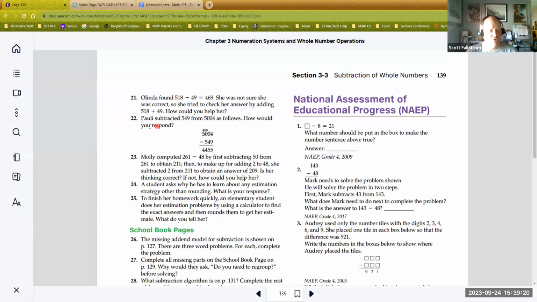I also assigned question 22. I love this problem. Polly subtracted 549 from 5004 as follows. How would you respond? So again, crossed off the 500, wrote 499. Is that okay? Should they not be crossing off 500? Should they be writing a 9 here, a 9 here, and a 4 there, 3 separate numbers? Or is it okay to write 499? Was there a mistake that was made? If so, where was the issue? Did the student check their work? Are they on the right track? All of these things are questions I want you to be able to find.